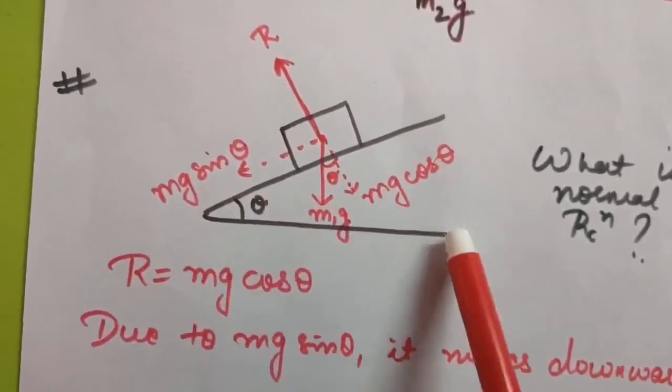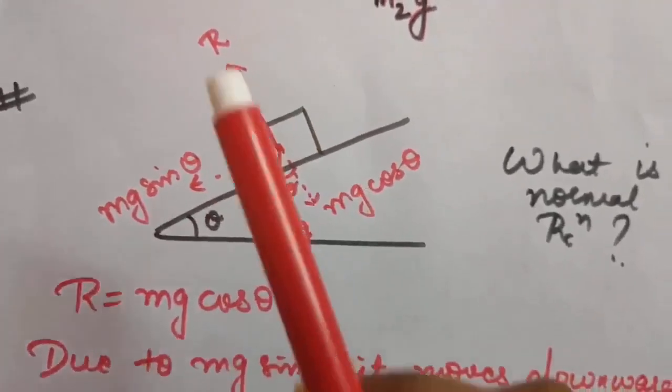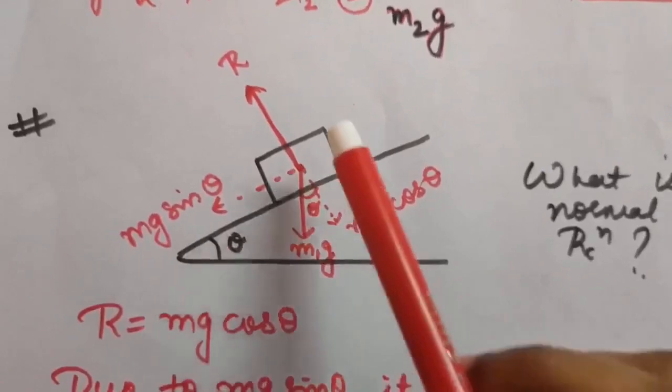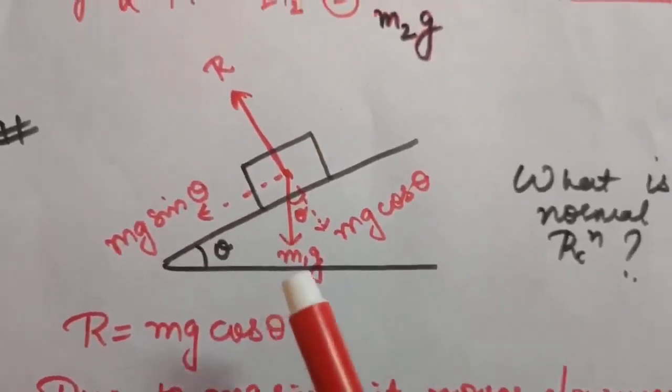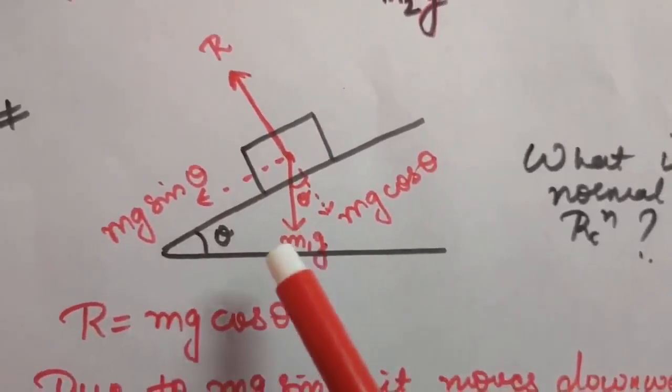So this is your inclined plane at an angle theta, and this box is kept on it, and you have to tell what will be the normal reaction on the block. So now again we'll see the forces. On this block, the weight will act in downward direction. So this will be the m1g.